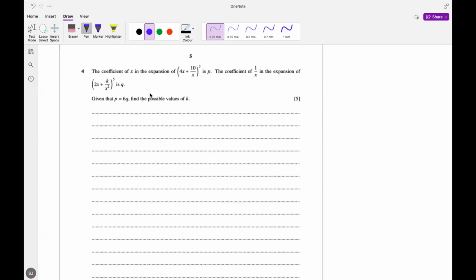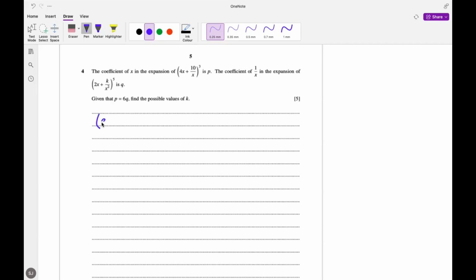In question 4, the coefficient of x in the expansion of (4x + 10/x)^3 is p. The coefficient of 1/x in the expansion of (2x + k/x^2)^5 is q. It's given that p is equal to 6q, and we have to find the possible values of k. Now, in the first step, we'll first find the coefficient of x in the expansion of (4x + 10/x)^3.